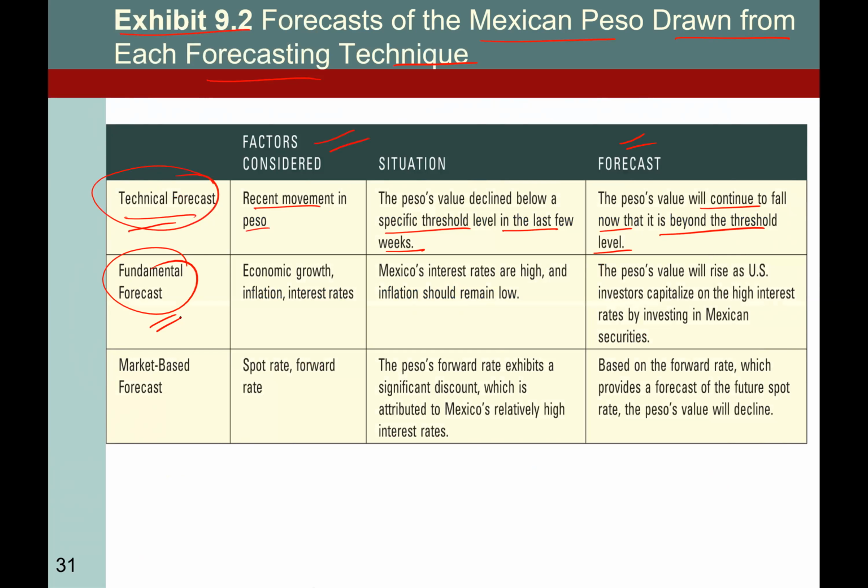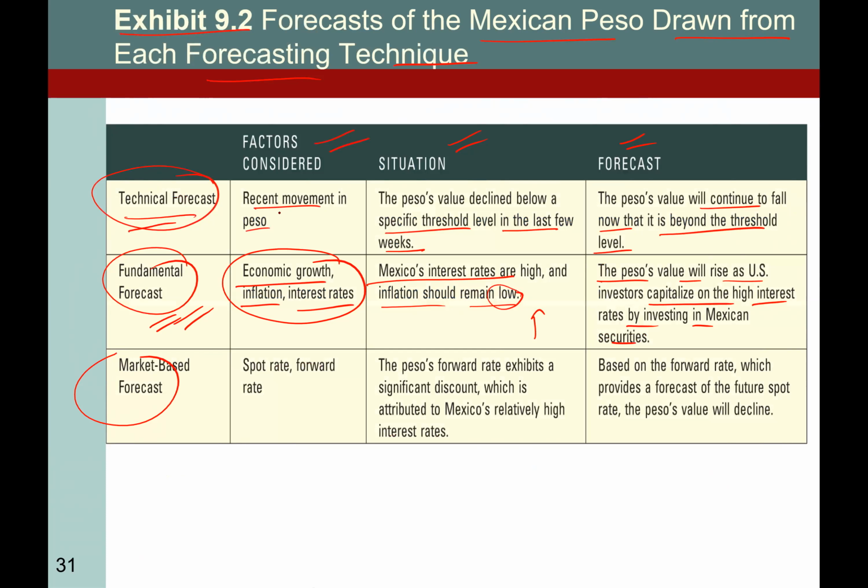Fundamental forecast is that you look at economic growth, inflation, interest rate. Situation is that the Mexican interest rates are high and inflation remains low. When inflation remains low, it means the peso will appreciate. Remember your discussion: the nominal interest rate is equal to real plus inflation. If inflation is low, it means real is high. So you see, the peso will rise as US investors will capitalize on the high interest rate. You need to pay very close attention to that. Since you are using logic, theory or fundamentals, we call this fundamental analysis.